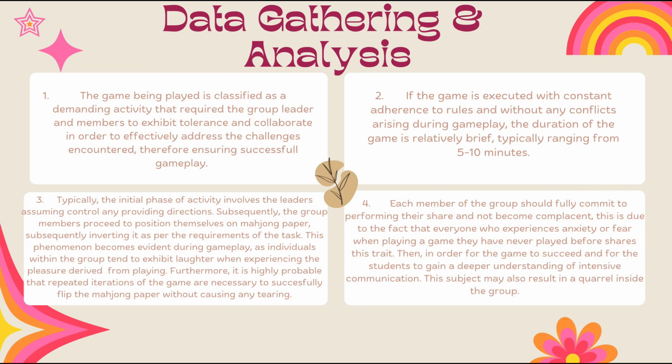Third, typically the initial phase of activity involves the leaders assuming control and providing direction. Subsequently, the group members proceed to position themselves on the mahjong paper, subsequently inverting it as per the requirement of the task. This becomes evident during gameplay, as individuals within the group tend to exhibit laughter when experiencing the pleasure derived from playing. Furthermore, it is highly probable that repeated iterations of the game are necessary to successfully flip the mahjong paper without causing any tearing.